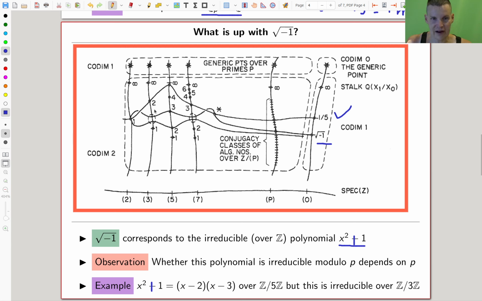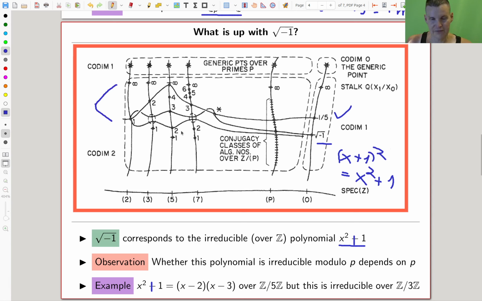And again, you can track how it decomposes under those various primes. For example, in characteristic 3, this is actually irreducible, so it doesn't really intersect in 2 or 1. It's a new point here, indicated similarly in characteristic 7. But in characteristic 2, for example, x squared plus 1 is (x plus 1) squared, so it intersects this point twice. That's why it goes like this.